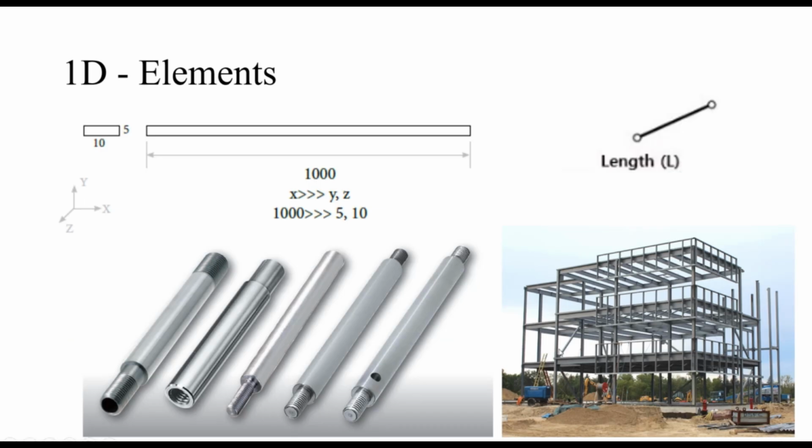Here is an example of a body where the length is 1000 mm, but the width and height are 10 by 5. So this 10 and 5 are very small when compared to the length. Such types of geometries can be idealized with 1D elements. For example, see here, there is a long shaft. This particular shaft can be analyzed using 1D elements. Likewise, if you have frames, steel frames or steel structures like this, you can idealize them in the form of a 1D beam, and you can analyze using 1D elements only.